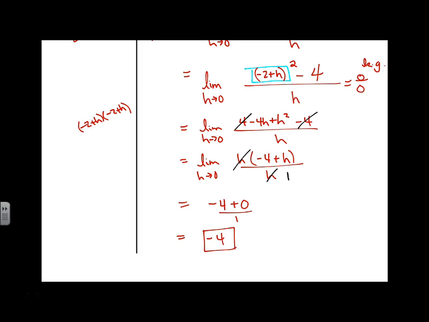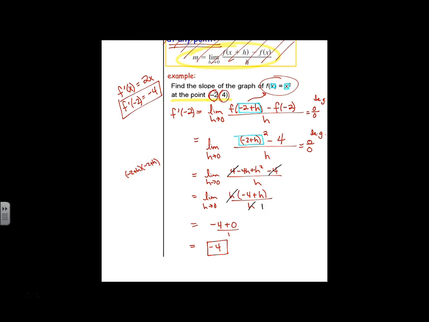negative 4. So the limit can get you to the specific one as well, directly, in that we could have the x's actually being plugged in for a specific x, which is good for solving the answer. The slope of the tangent line is negative 4.